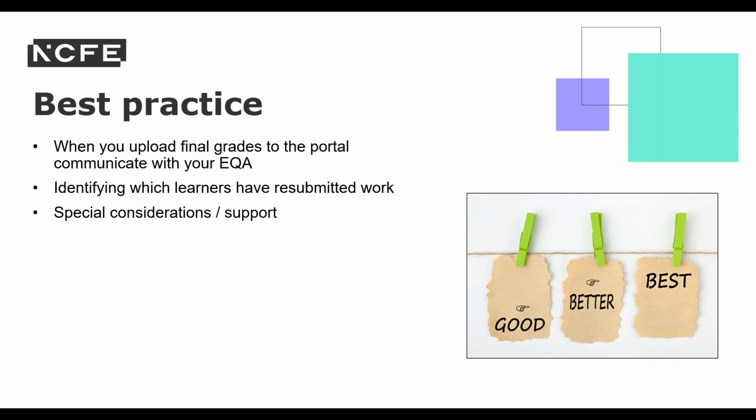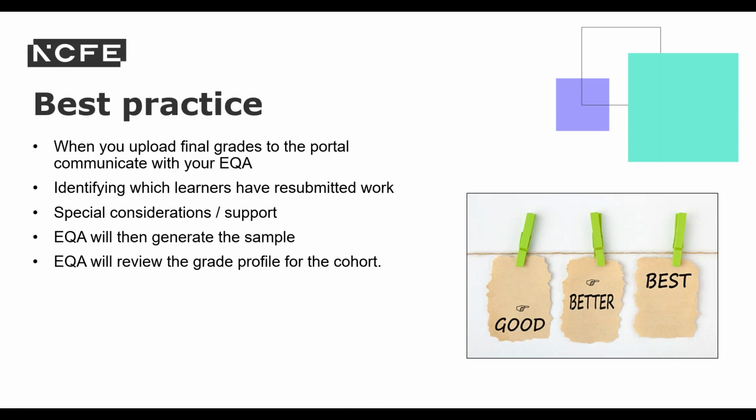Communicate with your EQA and advise of who has submitted resubmissions and detail any special considerations or support provided. This will influence the sample. The EQA review will sample a cross-section of the grades achieved by your learners, from a level 1 pass up to a level 2 distinction. The sample will be sent to you before the review, but we can't send you that sample until the final grades are submitted into the portal. As I've mentioned before, we will sample across the grade profile and it will be sent in time for you to prepare for the EQA review.